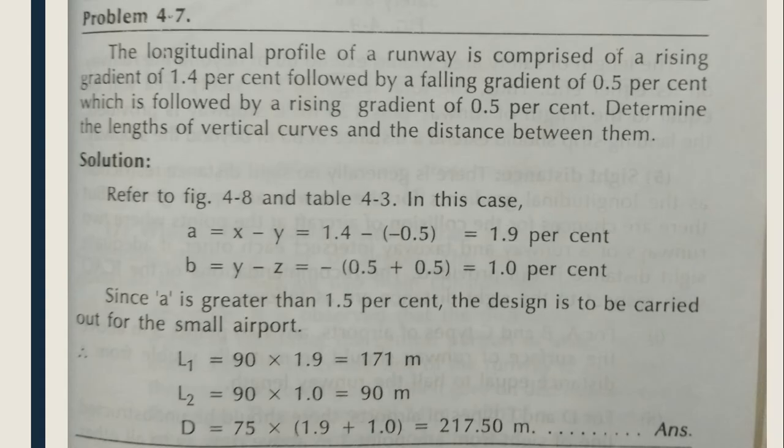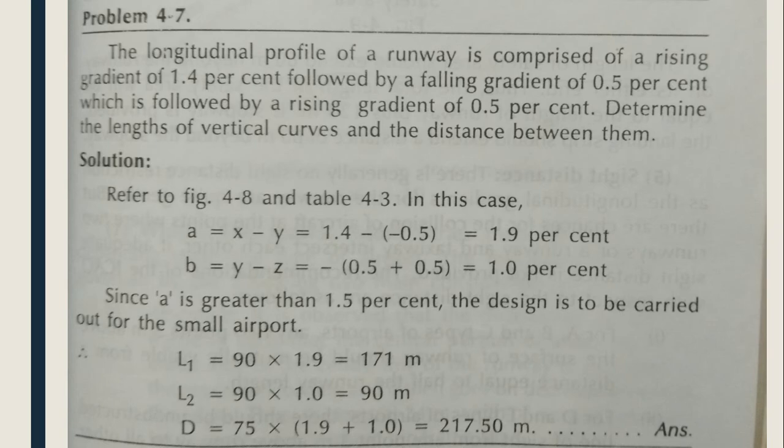So this is a problem that is related to it. The problem is: the longitudinal profile of a runway is comprised of a rising gradient of 1.4% followed by a falling gradient of 0.5%, which is followed by a rising gradient of 0.5%. Determine the length of the vertical curve and the distance between them.